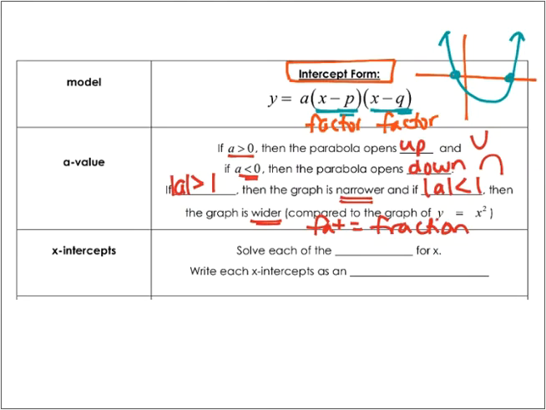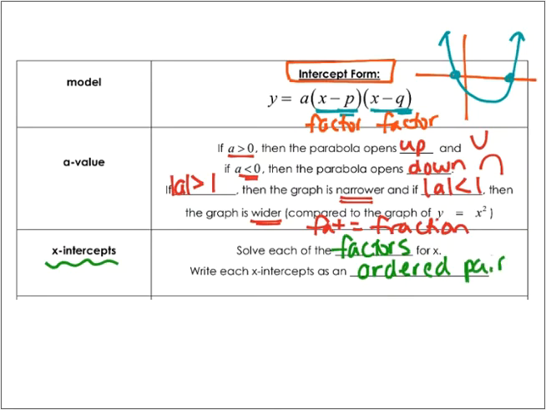Alright, here's our new stuff. X-intercepts. The way we're going to find the x-intercepts is we're going to solve each of the factors. That's why I had you label that up at the top. We're going to solve each of the factors for x. We're going to write each x-intercept as an ordered pair.